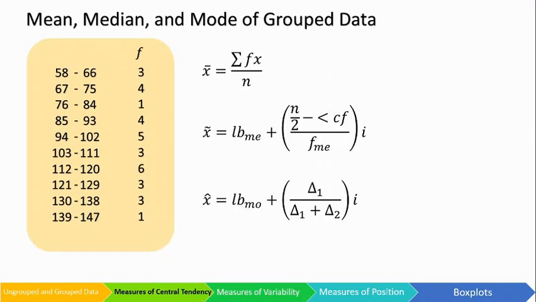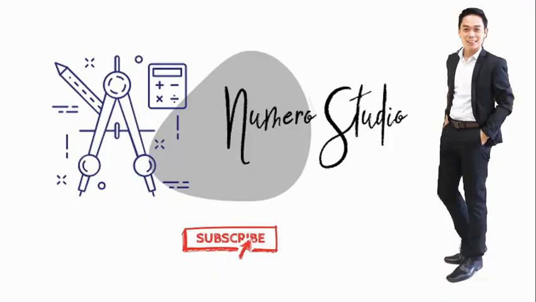To summarize, the formulas for the measures of central tendency are given, and using the frequency table on the left, the mean is equal to 101, the median is 101.6, and the mode is 116.